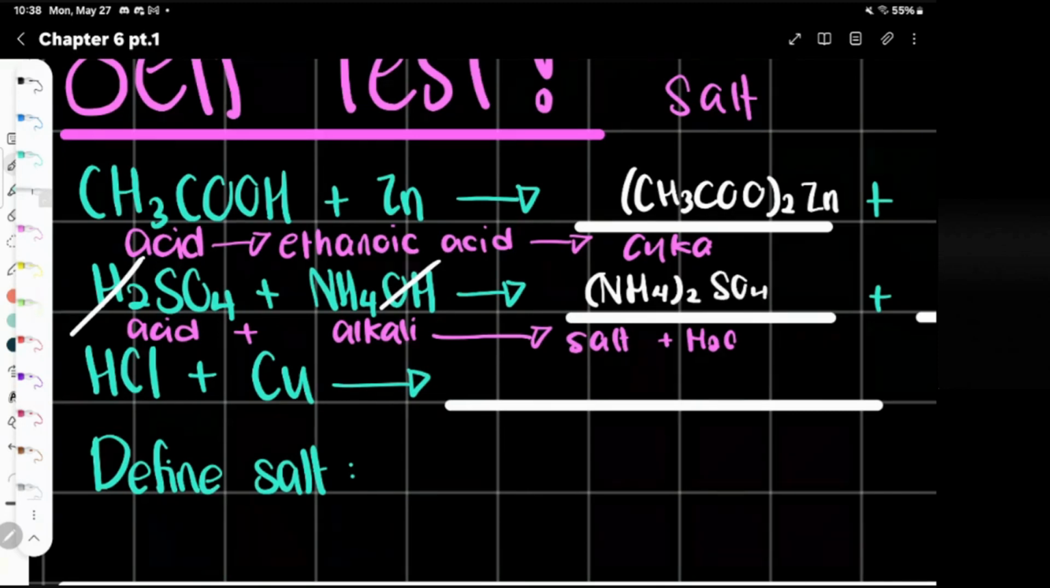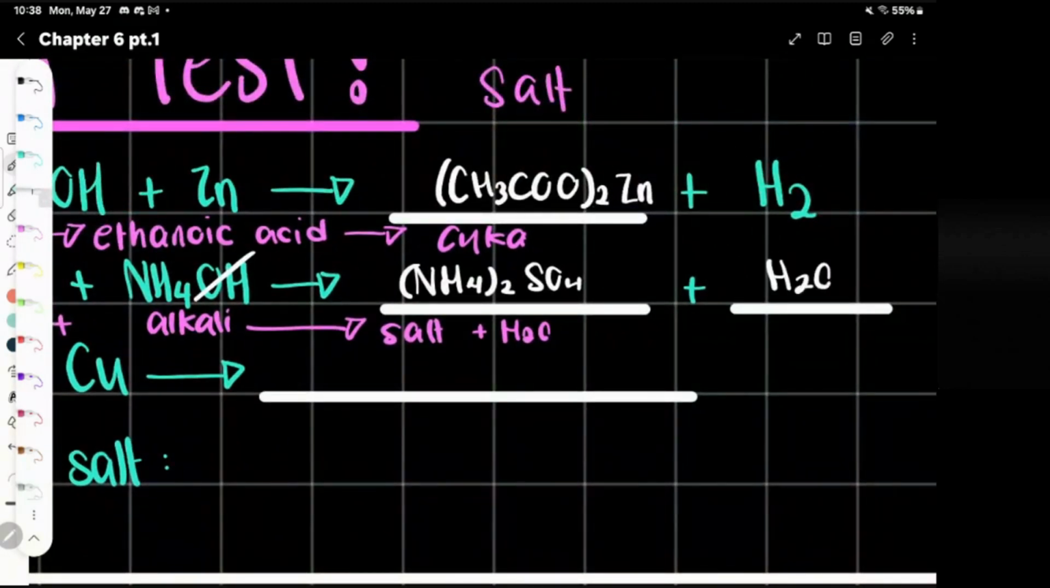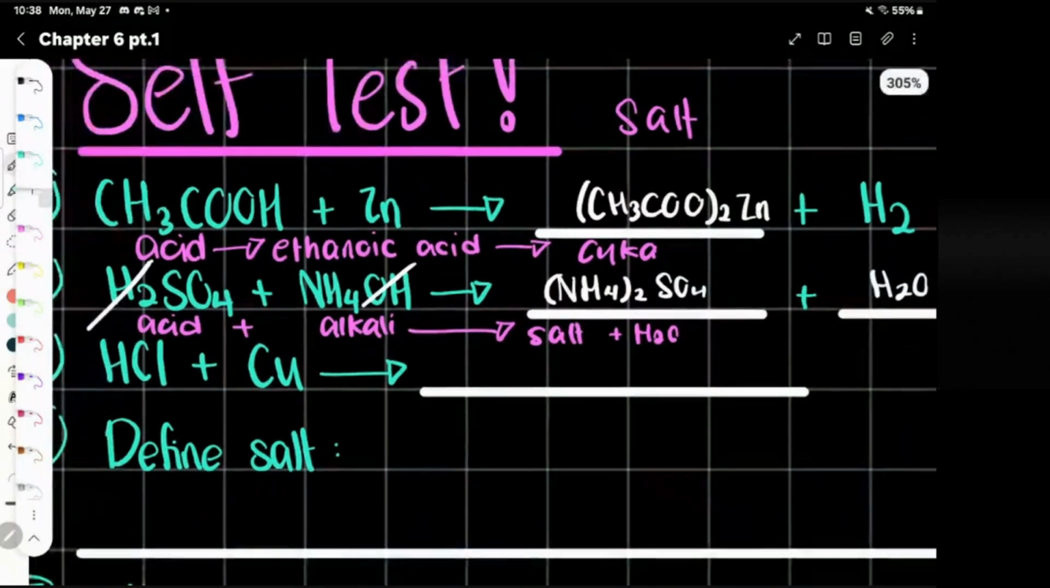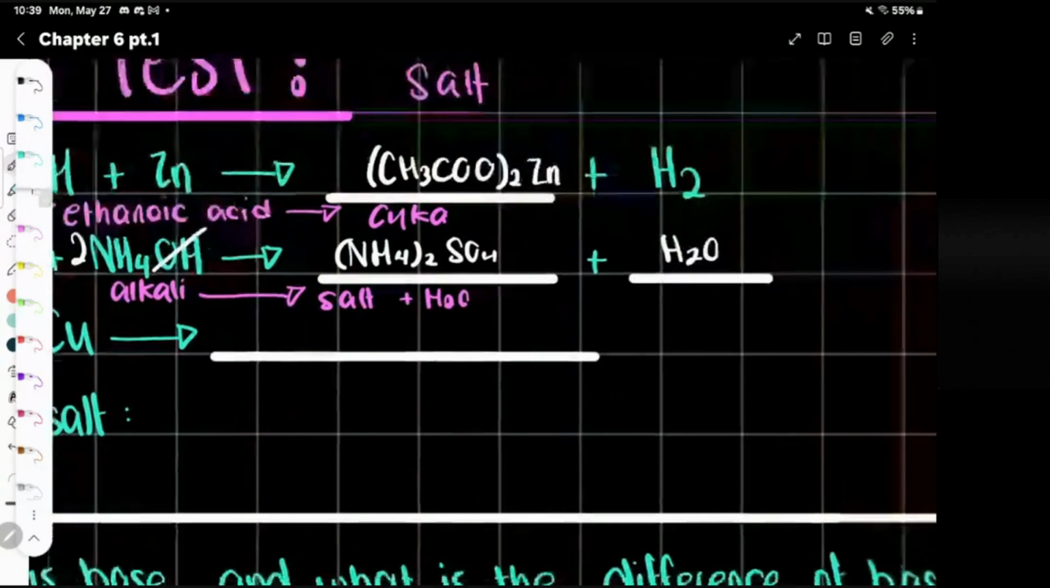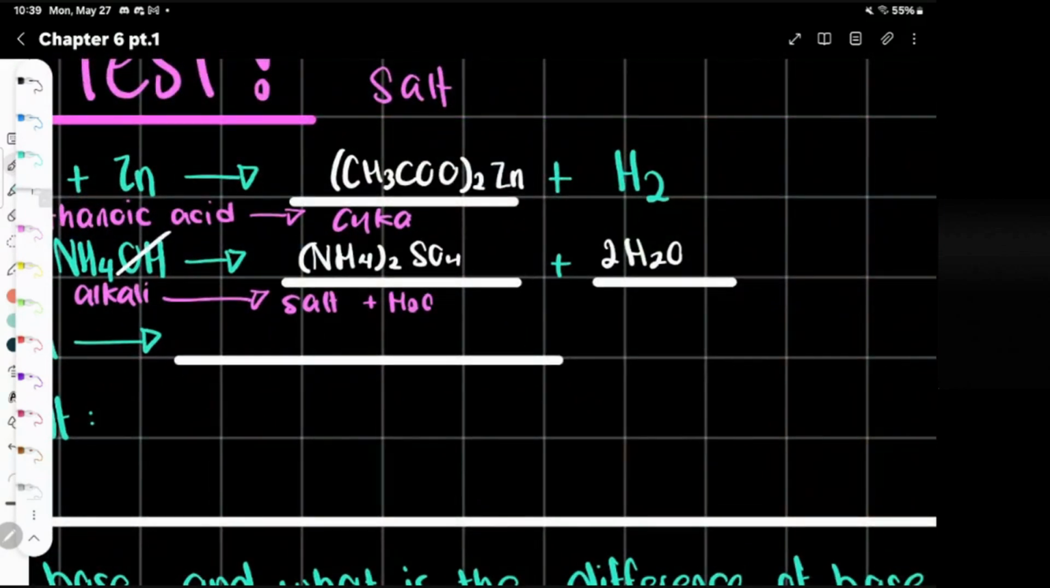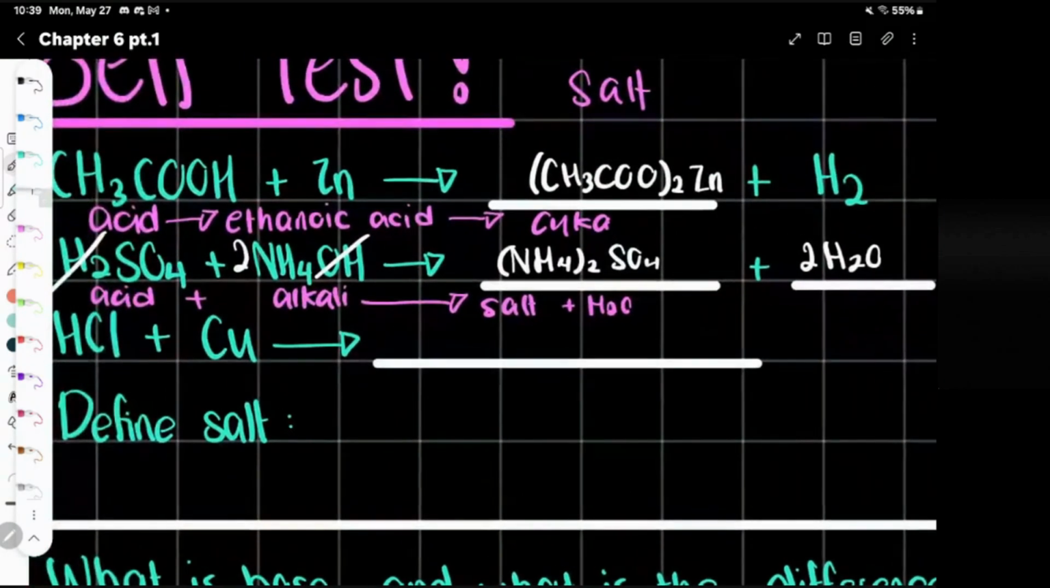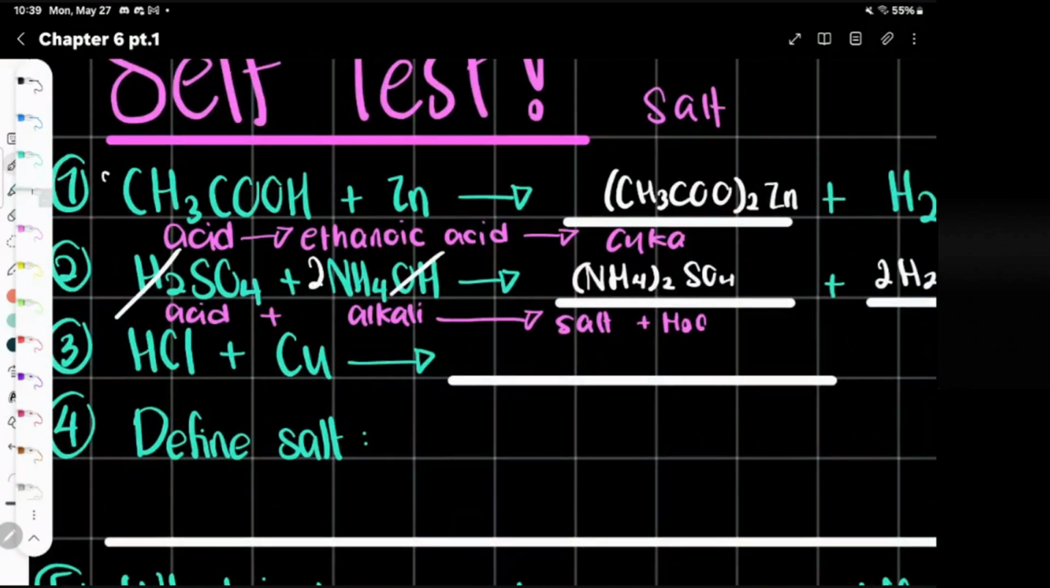SO4, that should be it, and then H2O. Is this balanced? No, it's not balanced. So you have to put 2 here. Is that balanced as well? Let's see. 2 NH4, 2 oxygen, 1, no. Okay, that's 2. So you should put 2 here. There you go, that should balance it. And also, the top one is not balanced, so it should be 2 here.